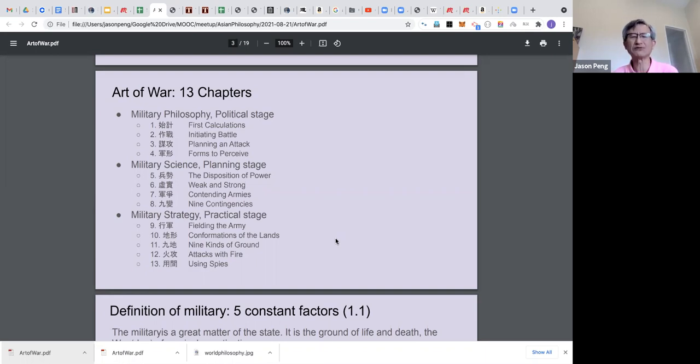geography, how to use fire, how to attack with fire, because in ancient times fire was an important weapon. And talking about spies, how to use double spies, all this kind of thing, not linked like a step-by-step strategy, but basically you talk about this kind of thing.